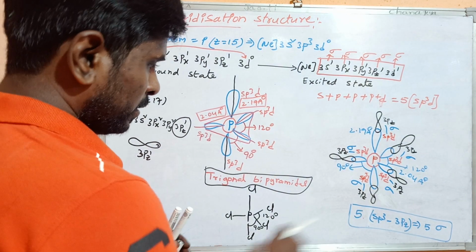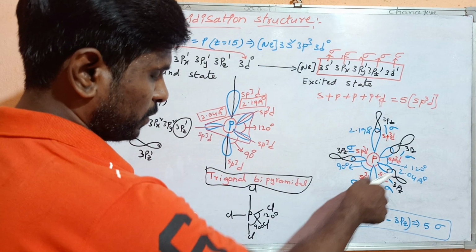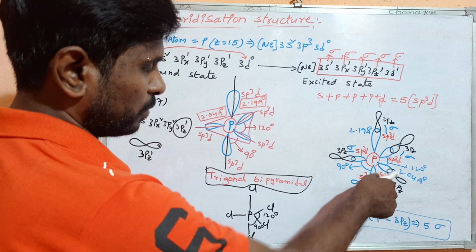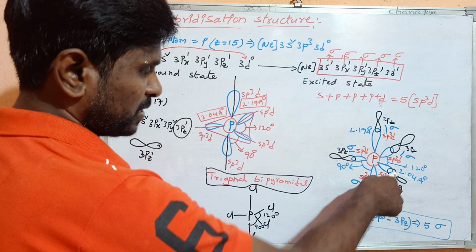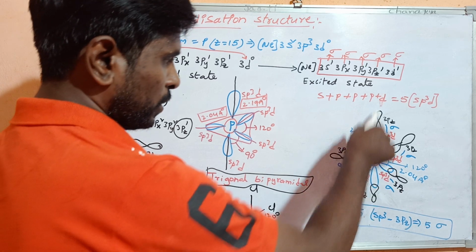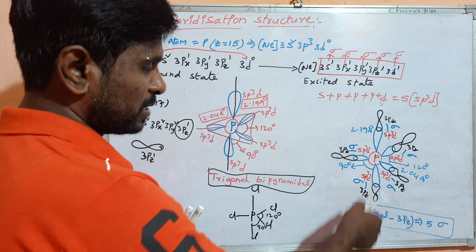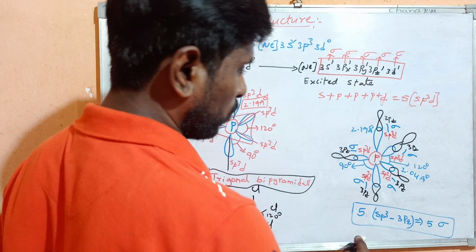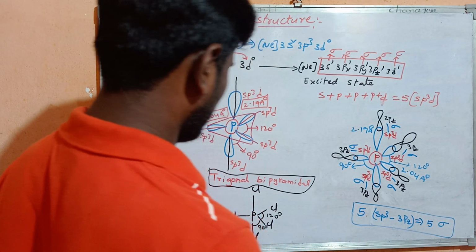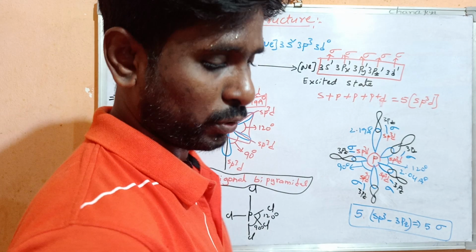Due to the repulsions between axial and equatorial orbitals, the axial bond lengths are more. Due to the axial bond lengths being more, PCl5 is involved in chemical reactions more easily.